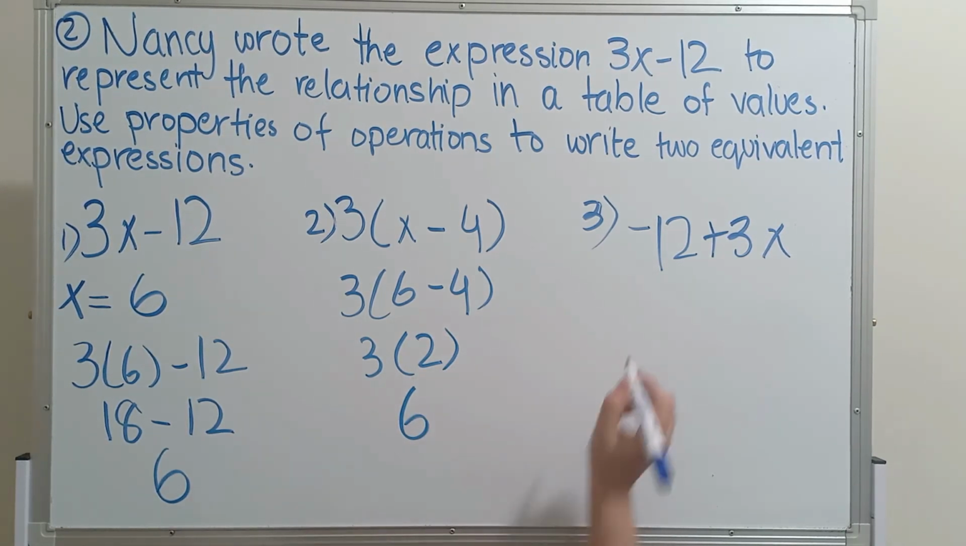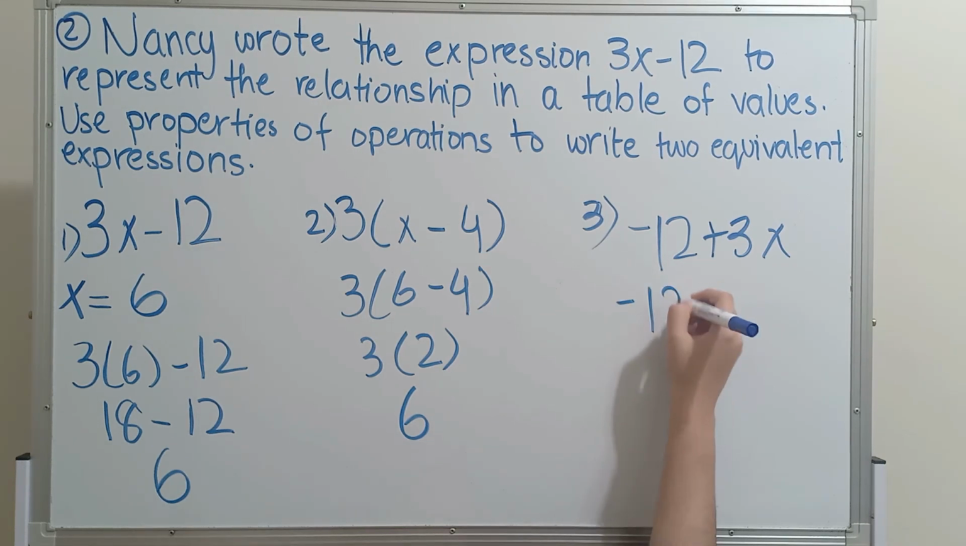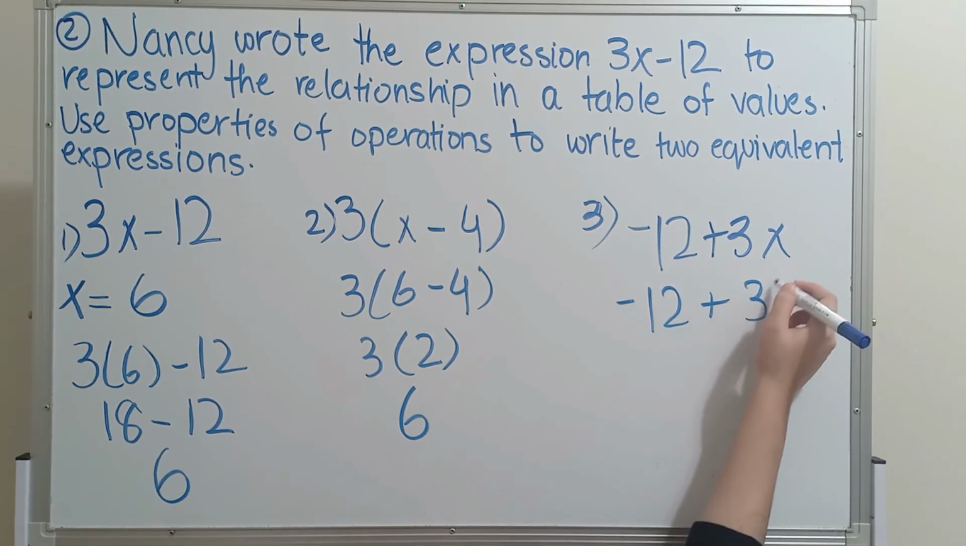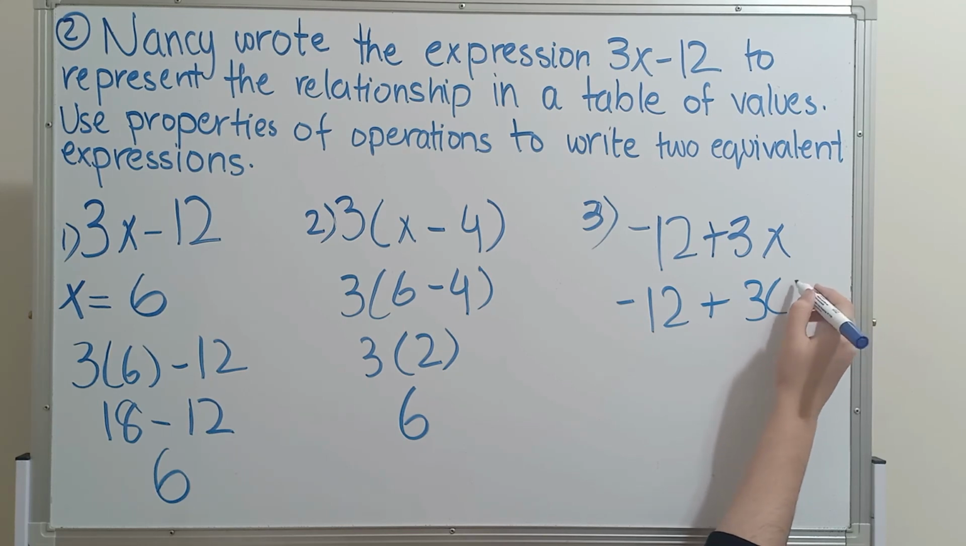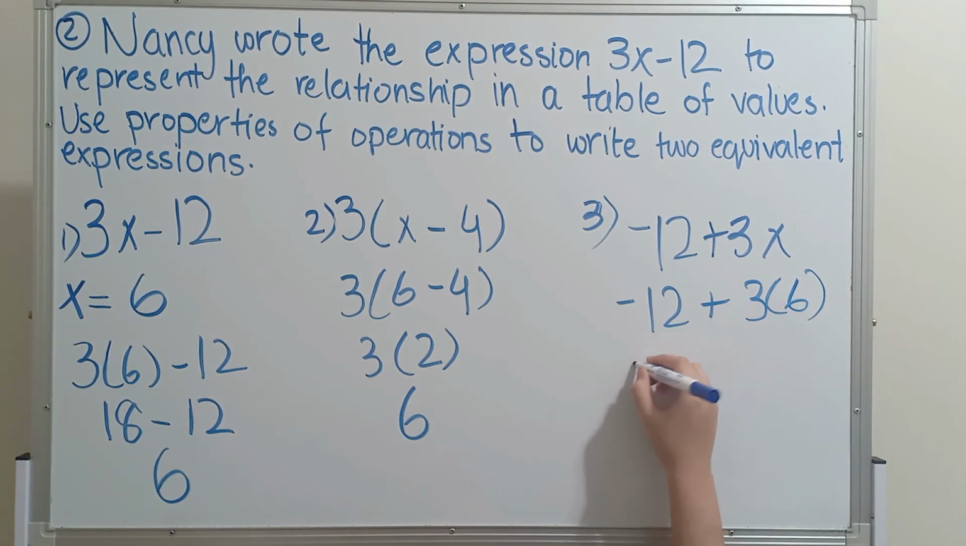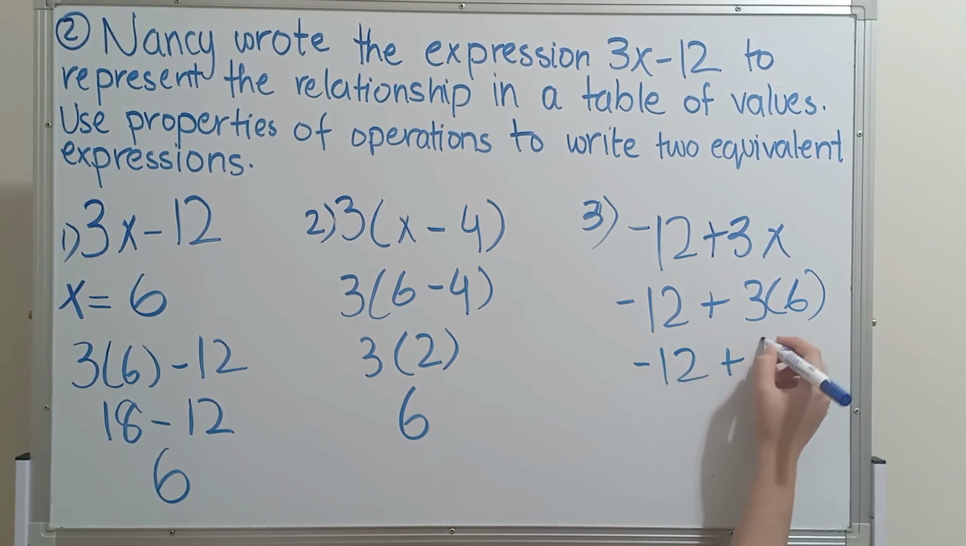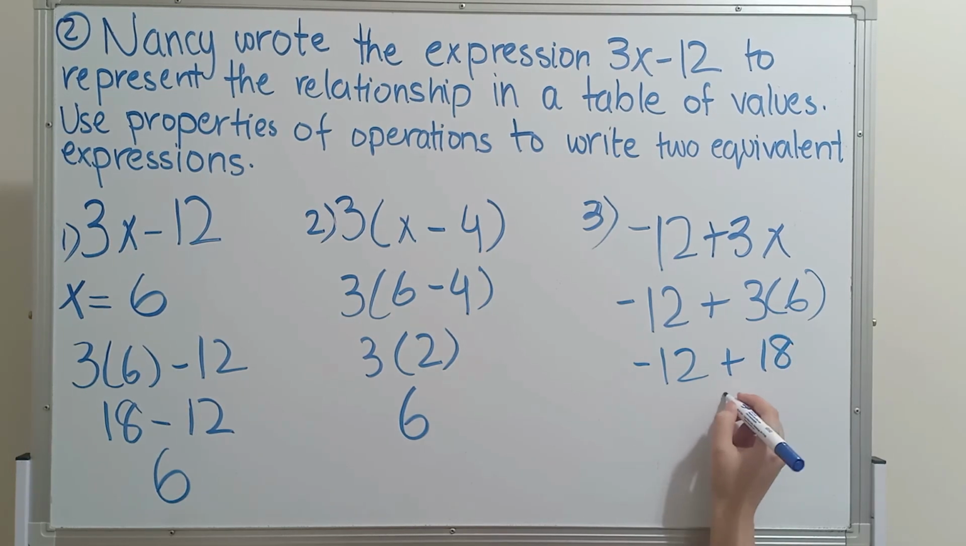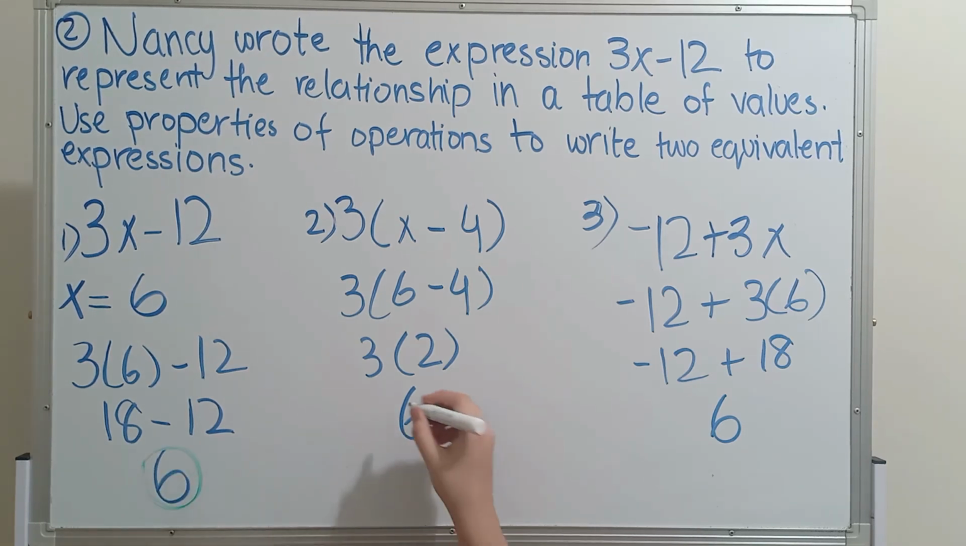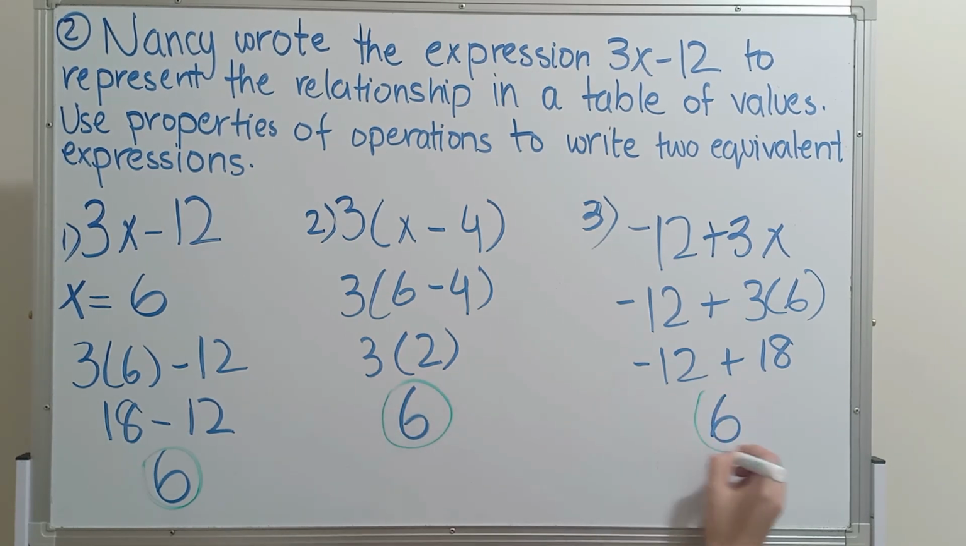So we got the same answer for this. Negative 12 plus 3 times 6. So negative 12 plus 18. If we do that, we will still get 6. So here, we can see that all of these expressions end up in the same answer when x is evaluated for a number. So that means all of these expressions are equivalent.